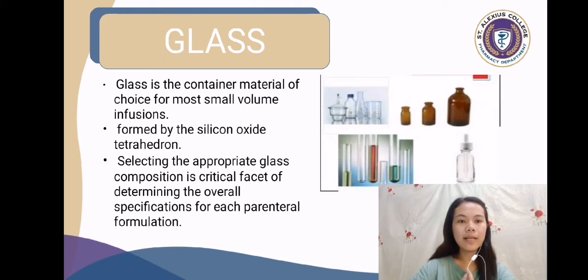So for the composition of glass, it is principally made up of silica with varying degree of calcium oxide, sodium oxide, aluminum oxide, barium oxide, and other forms of oxides. So the high melting point of glass is due to the presence of silica. The melting point and melt viscosity of the glass is modified by the addition of oxides. So the glasses are able to be solidified and molded because of the oxides. Selecting the appropriate glass composition is a critical facet of determining the overall specifications of each parenteral formulation.